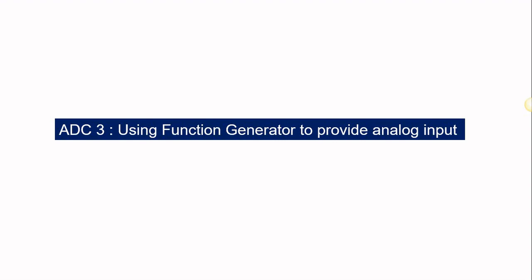Now, in the third example, we are going to use a function generator to provide the analog input to the system, and then we are going to use this signal to light up an LED.